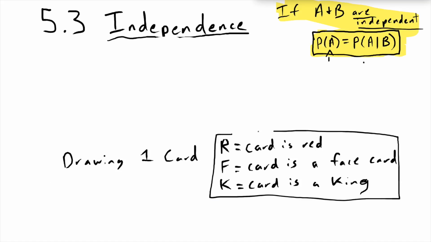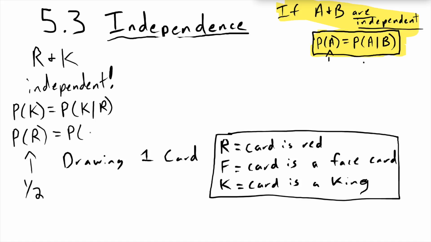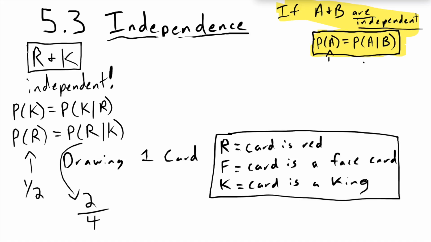To summarize what we just saw, the events R and K are independent because knowing that the card is red doesn't affect that the card is a king. The probability that the card is a king unconditionally is the same thing as the probability that the card is a king if I know the card is red. And actually that goes the other way too. The probability that the card is red unconditionally is the same thing as the probability that the card is red given that I know the card is a king. These events are definitely independent. They do not affect each other.